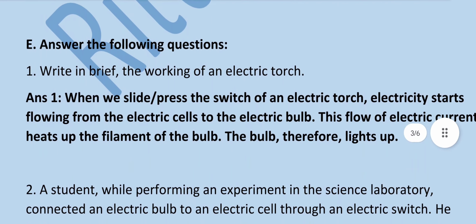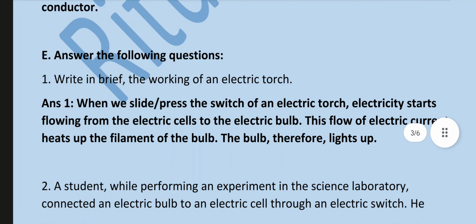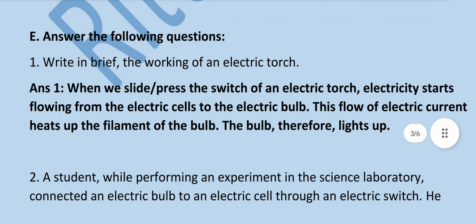Now answer the following question. Write in brief the working of an electric torch. When we slide or press the switch of an electric torch, electricity starts flowing from the electric cell to the electric bulb. This flow of electric current heats up the filament of the bulb. The bulb therefore lights up.